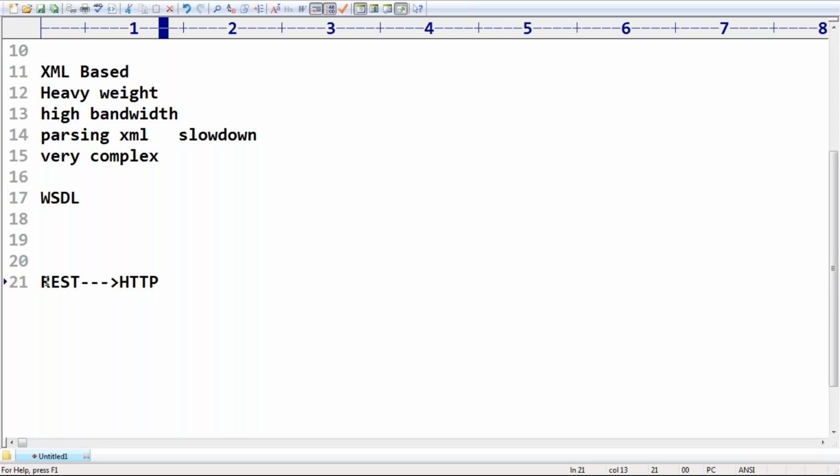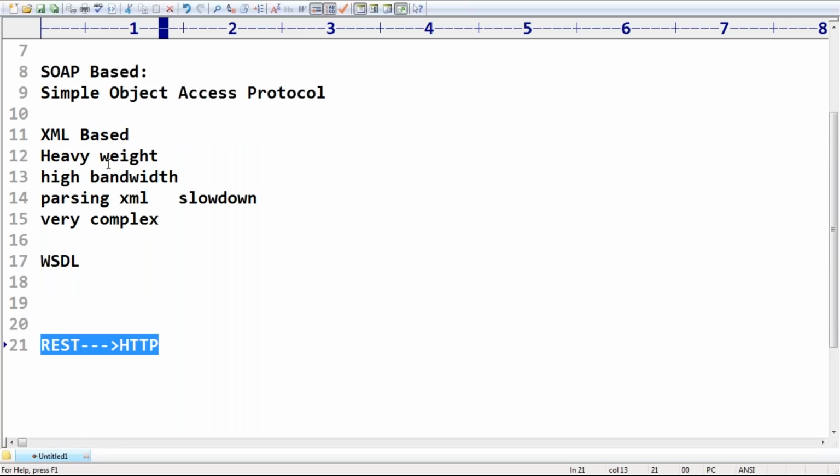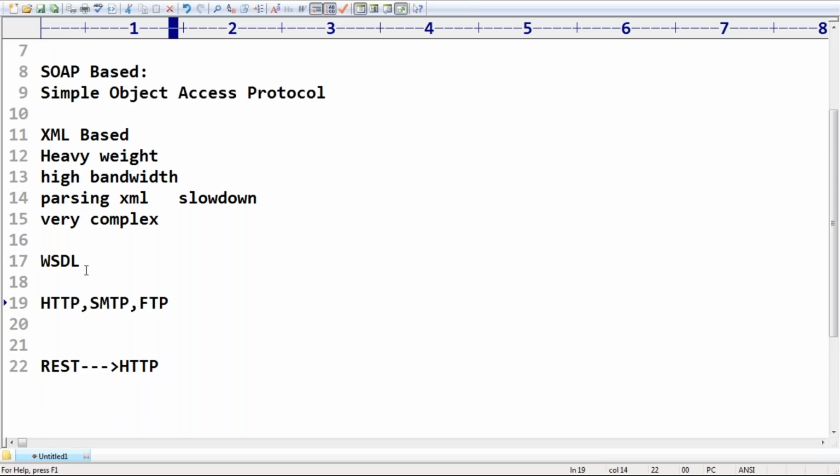Remember this one. But if you consider SOAP, it can provide support for multiple protocols. Remember this one. SOAP can provide support for multiple protocols, like HTTP can be supported. After that, SMTP can be supported. FTP can be supported. So please make sure these two are the main important advantages, right? Of course, HTTPS is a special form of HTTP only.